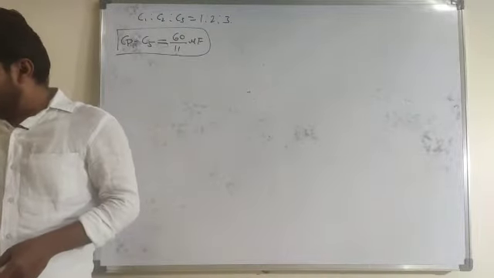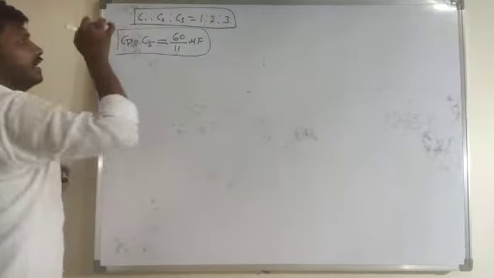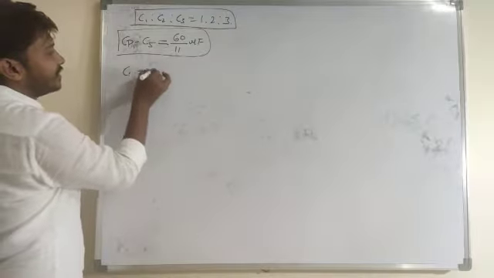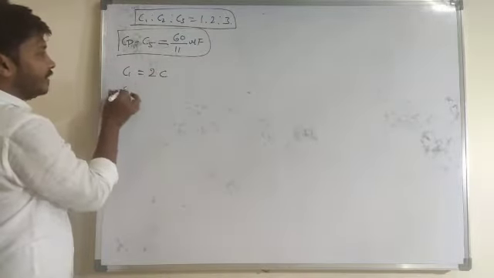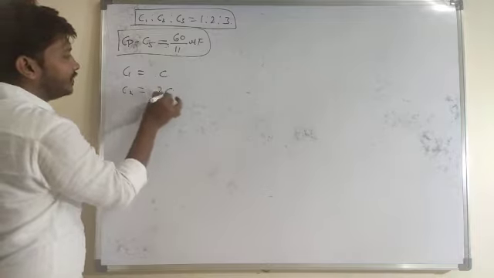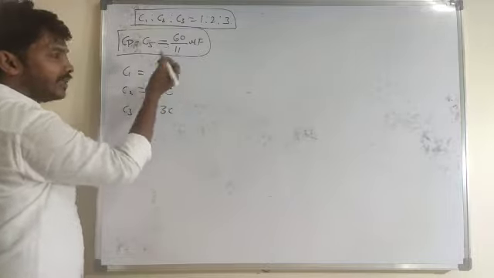Now let me find the individual capacitances. The capacitance values are given in terms of ratio, so C1 is C, C2 is 2 times C, and C3 is 3 times C. I will find that C value first.